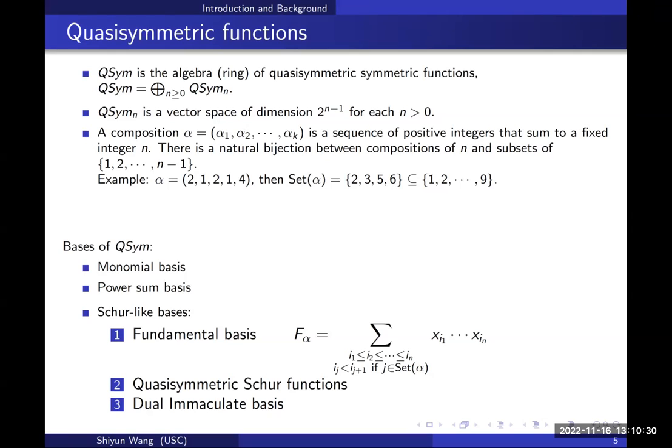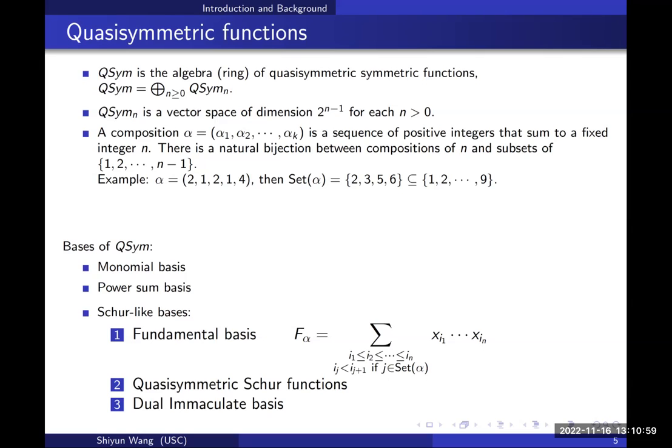And other than that, we also have the quasisymmetric Schur function, and inside of this family we have a lot of variations. We will briefly introduce them later. We have the row-strict quasisymmetric Schur function. We have the Young quasisymmetric Schur function. And there is also a basis called the immaculate basis. Our work actually relies on the discovery of the immaculate basis.